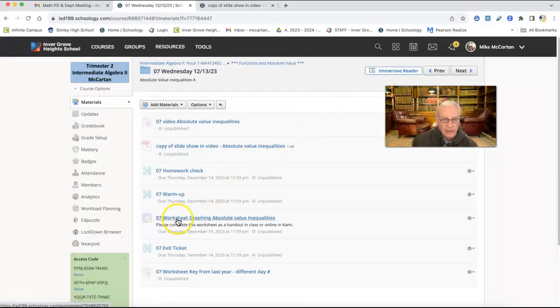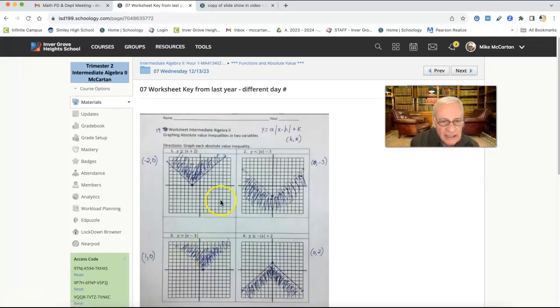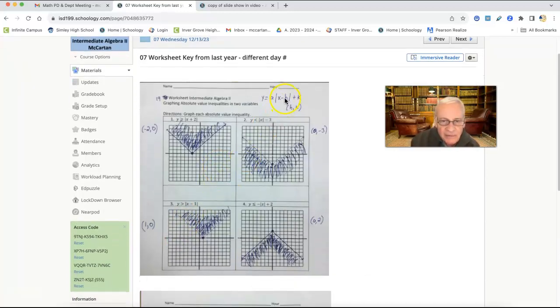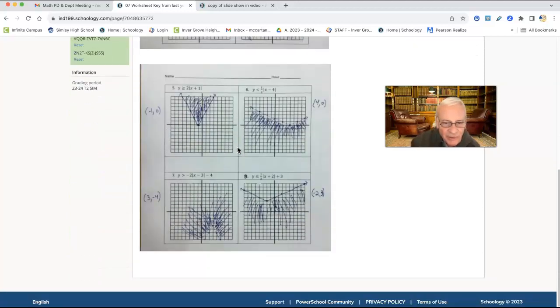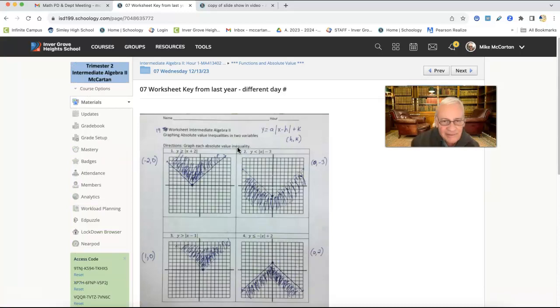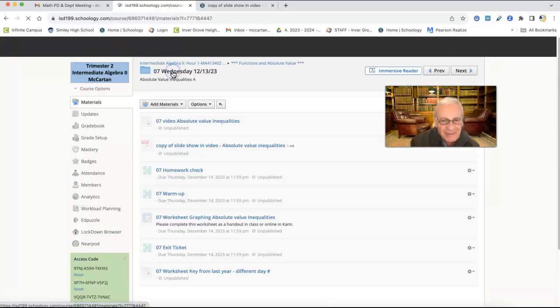Y'all, the worksheet is right here. I will have the key already published, so 7th hour can see it. There's the key. All right. Again, use that. There's what they all look like, where they're shaded. I hope I did it right.